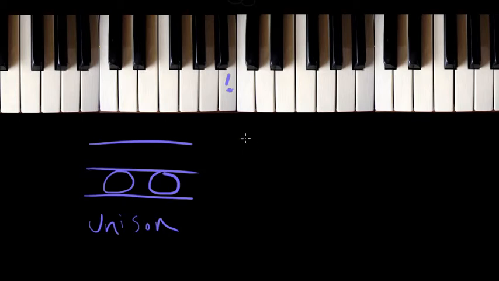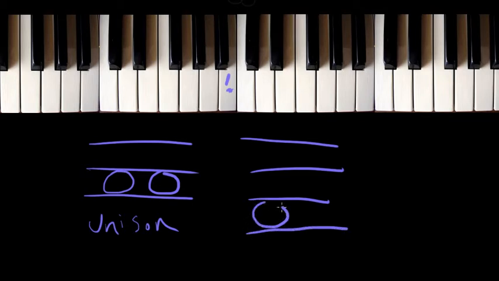And then let's go to a second. So say that this space is this key. Then when you go to this line here, that's this key, and we can count 1, 2. So this is a second, and this is going up, because of course we're going from here up to there.